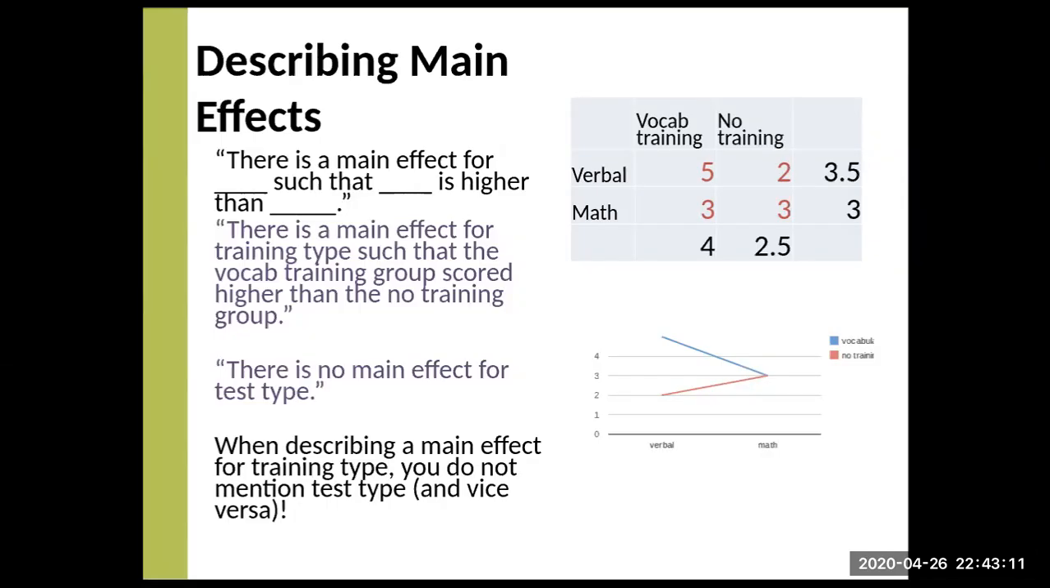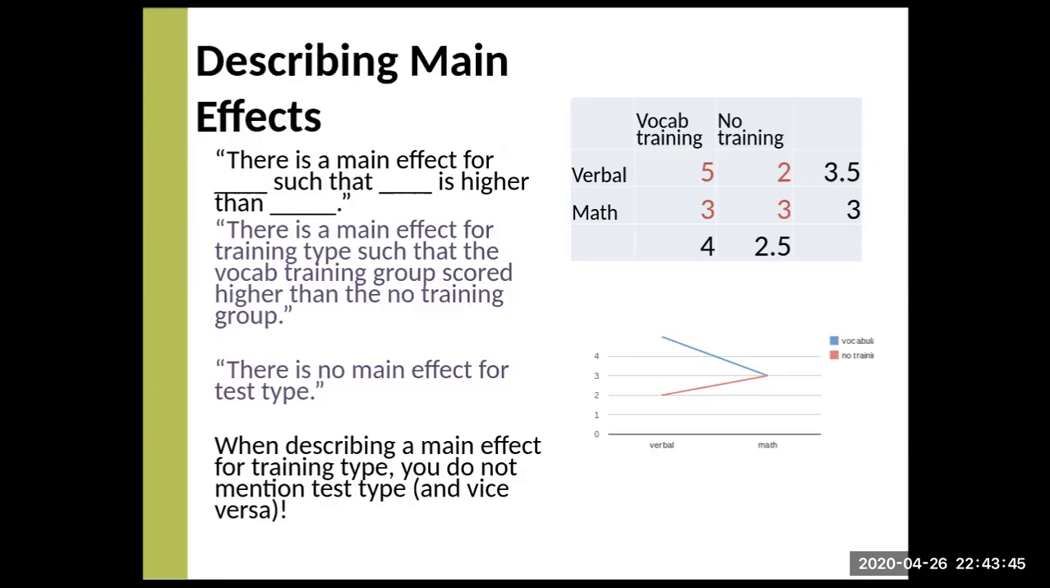So since there is no main effect for test type, there can only be one main effect. So you can see just by filling in the blank, there is a main effect for training type such that, and then again, we want to know which one scored higher than the other. Looking at the marginal means, vocabulary training was a 4, no training was a 2.5. So there is a main effect for training type such that the vocabulary training group scored higher than the no training group, or the group that had no training.